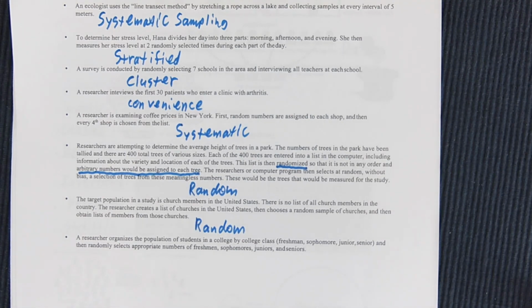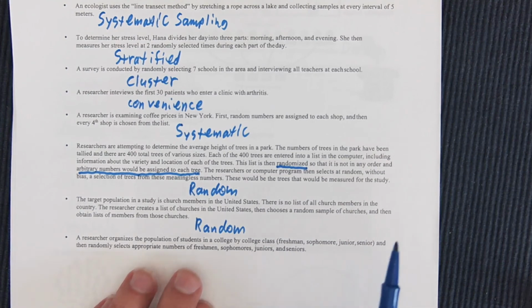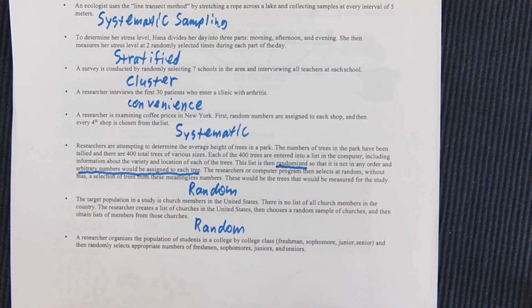A researcher organizes the population of students in a college by college class, freshman, sophomore, junior, senior, then randomly selects appropriate numbers of freshmen, sophomores, juniors, and seniors. So here they're broken up into meaningful groups, and then some from each group are interviewed. This is stratified.